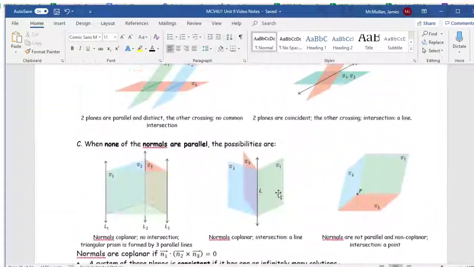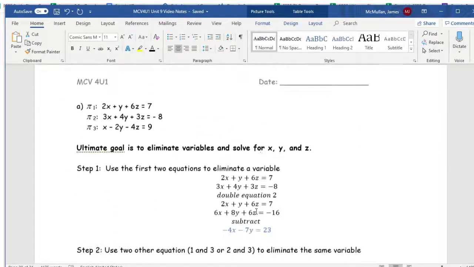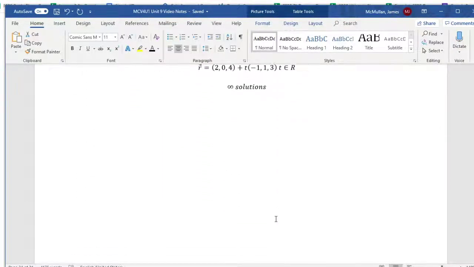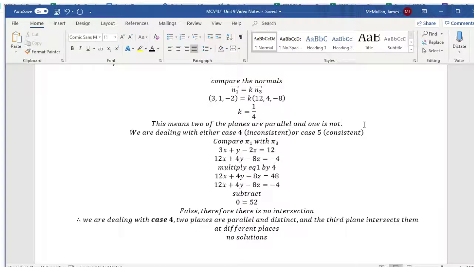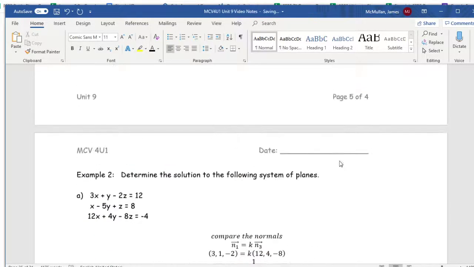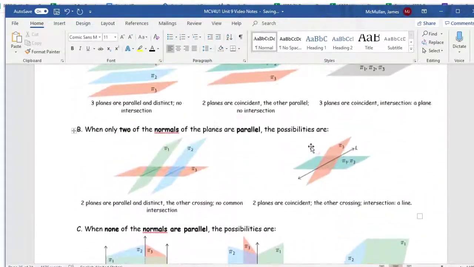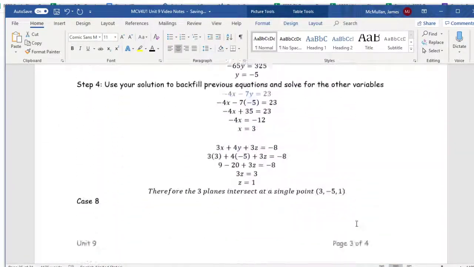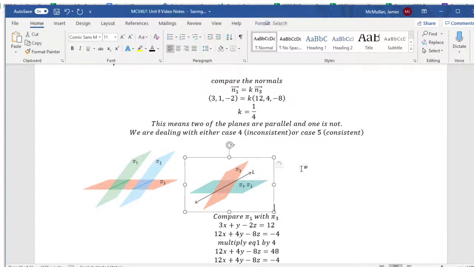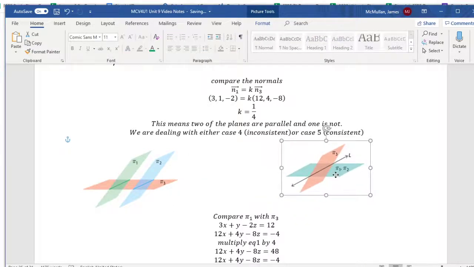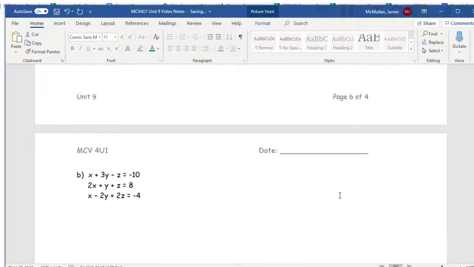So let's copy paste the pictures because I really want you to reinforce this. Sorry, it's a bit tedious, but okay, so there's case 4 and 5, the two that we were trying to tell apart.